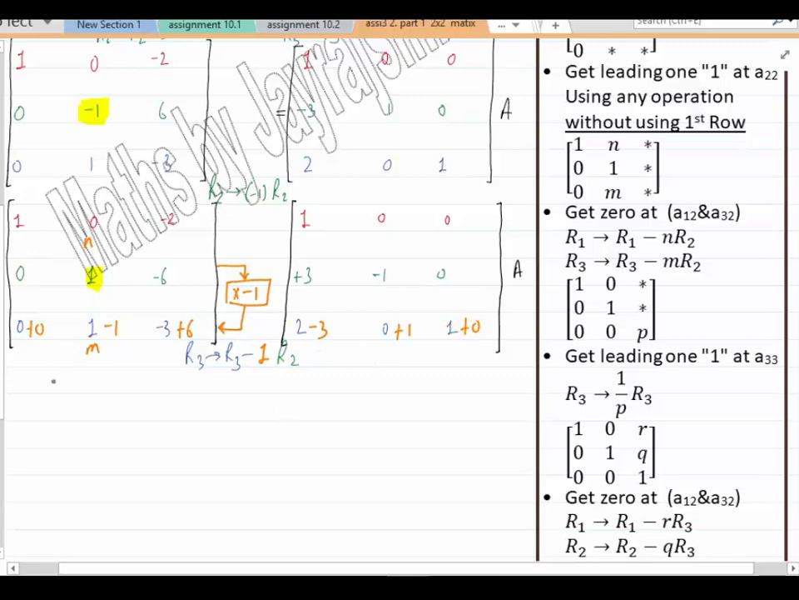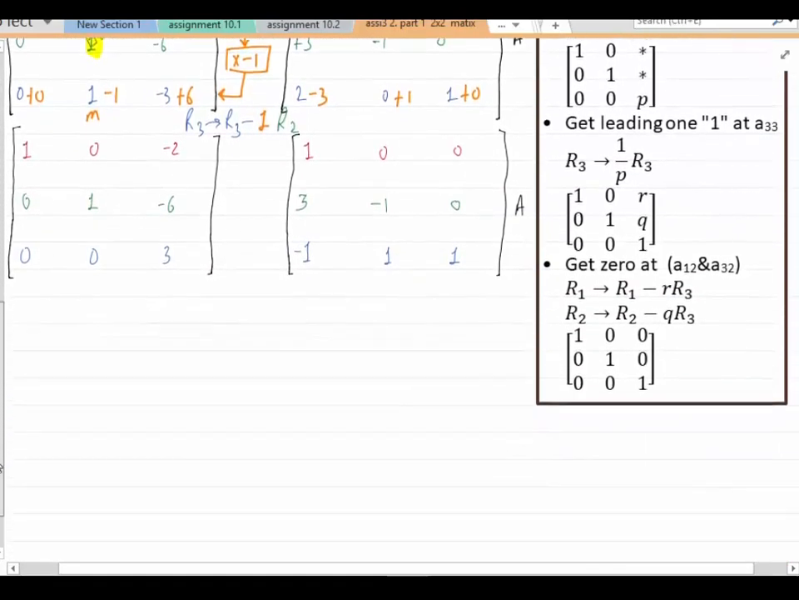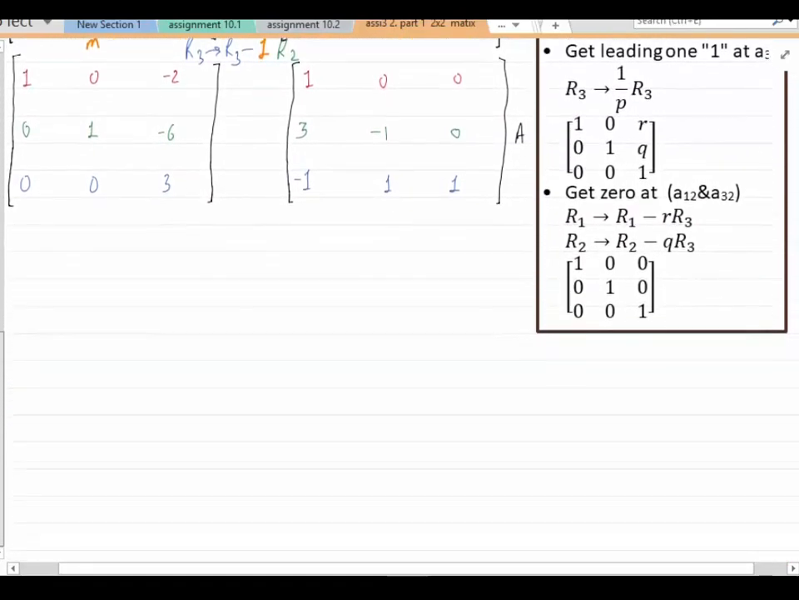And in this operation our first and second row will be as it is, and the third row will be 0, 0 and 3. On the right hand side we will get minus 1, 1 and 1, right? So we get a leading one as well as 0. Now it's time to get a leading one at A33 point without using first and second row. So the only option remaining is R3 gives 1 by 3 R3.